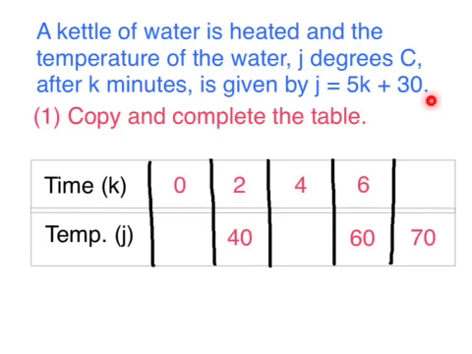I have a lot of confidence that you're going to be able to figure it out anyway. So, a kettle of water is heated, and the temperature of the water, J degrees Celsius, after K minutes, is given by J equals 5K plus 30. So we have our table here. Time is K, temperature is J, and we want to copy and complete the table.